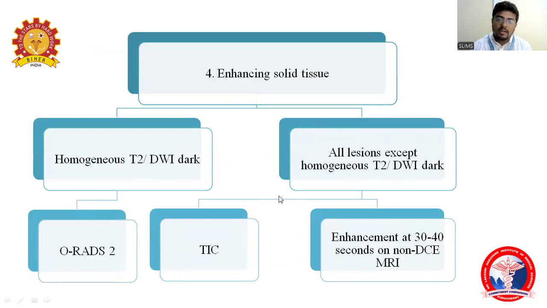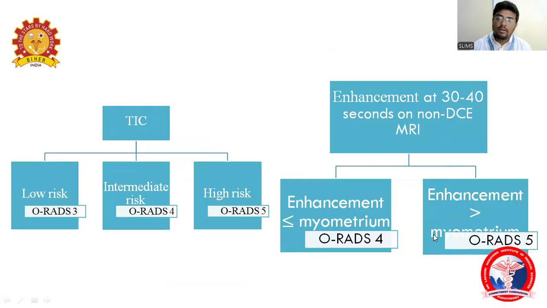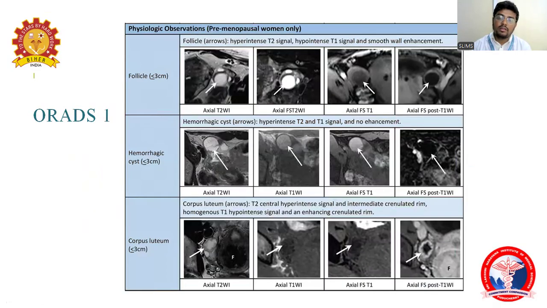And when there is solid enhancing tissue, we should look for T2 homogeneously hypointense or DWI hypointense lesions, which are actually fibromas or fibrothecomas. All other kinds of lesions should undergo DCE MRI. In case DCE MRI is not possible, look at the T1 weighted sequence at 30 to 40 seconds. And based on that, overall score of 3, 4, and 5 will be allotted.